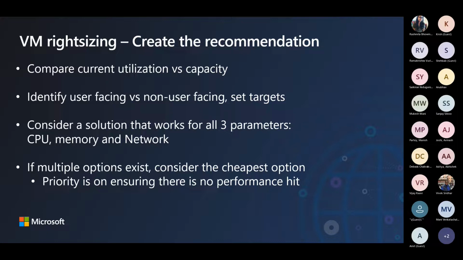Then we will consider a solution that works for all these 3 different metrics, which includes your CPU, memory, and network, right? And if multiple options occur, say, for example, for the same CPU, memory, and network, the recommendation comes down to, say, 4 cores and 64 GB of RAM, etc. So if there are multiple SKU sizes and options available, Azure Advisor will recommend the cheapest option, right? And in all cases, we ensure that there is not going to be any performance or reliability hit to these workloads after adopting these recommendations. So basically, you are just making sure that you are cutting down those underutilized resources.